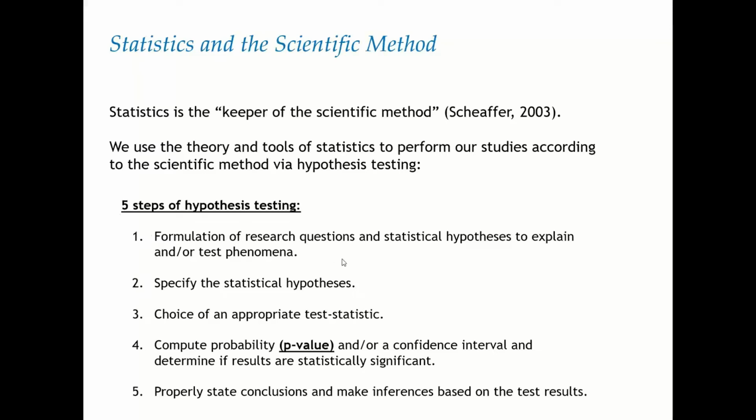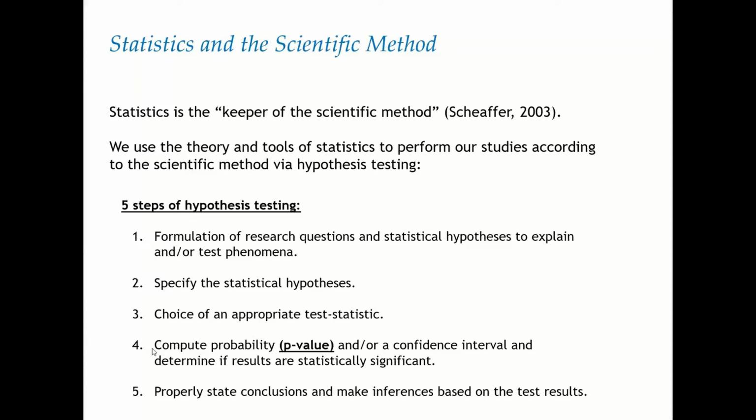First, we're going to formulate research questions and our hypotheses to explain something, right? We're going to come up with what our research questions are. Then we're going to specify what our statistical hypotheses are, and that's our null and alternative hypotheses, okay? Then we're going to make a choice of an appropriate test statistic, and that's basically what test we are going to use. We're looking at 2 groups, maybe it's a t-test. We're looking at a regression model, right? Are we looking at more than 2 groups? And it's an ANOVA, things like that. So we have to choose what test we're going to use.